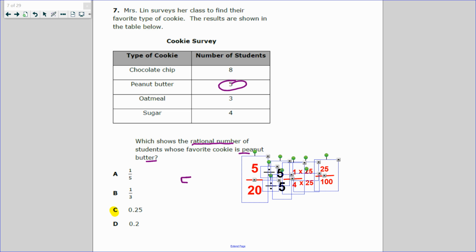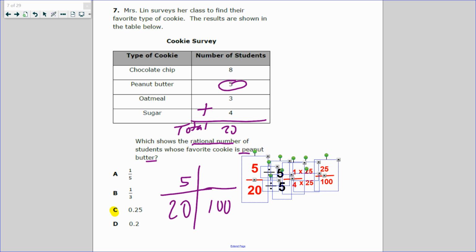5 students chose peanut butter. Out of what? Well, if I add this up and find the total, 8 plus 5 is 13, plus 3 is 16, plus 4 is 20, so 5/20. How can I turn this into a decimal or percent? How do you build this to 100%? Times 5, times 5 is 25 hundredths, or 25%, which is C. So 1/4 of the students chose peanut butter.